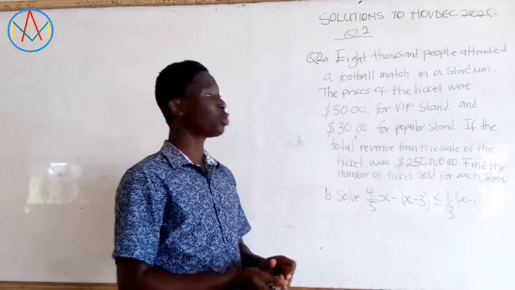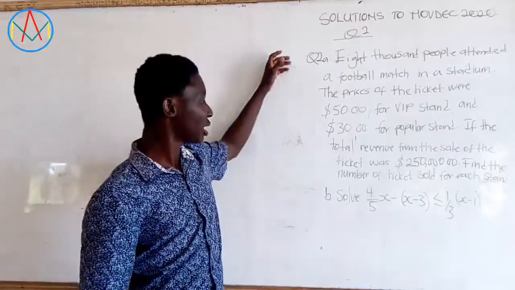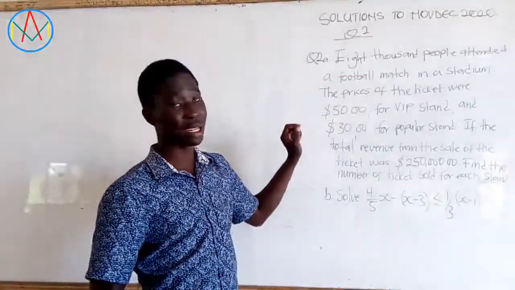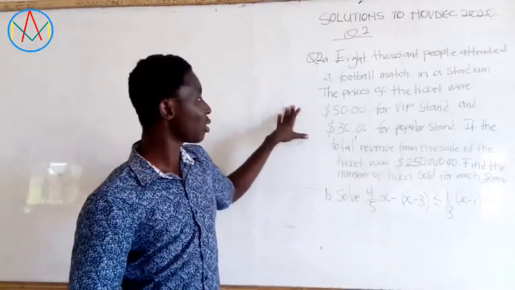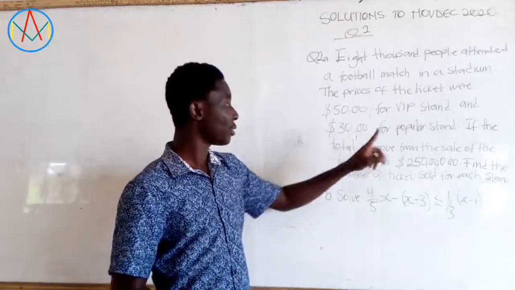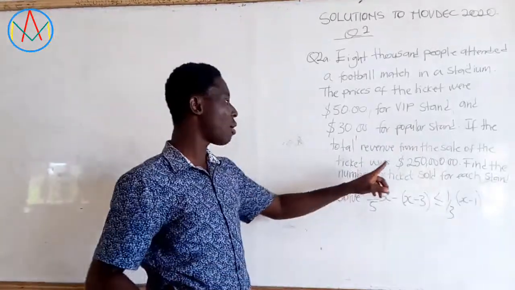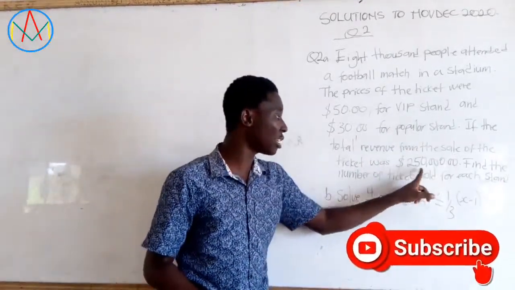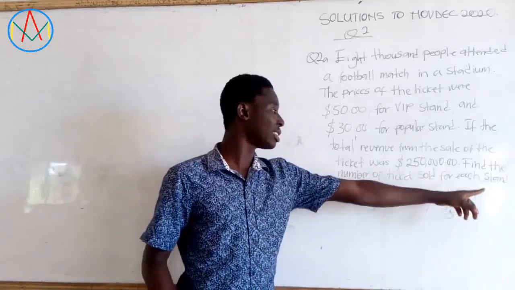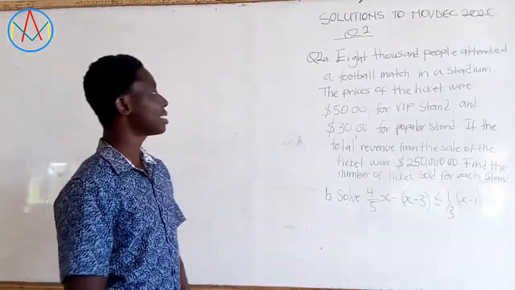So in this video, I'm going to take you through solutions to NovDec 2020 question number 2. So let's read the question. Question number 2A. 8,000 people attended a football match in the stadium. The prices of the tickets were $50 for VIP stand and $30 for popular stand. If the total revenue from the sale of the ticket was $250,000, find the number of tickets sold for each stand. And then you have to solve for this equation. Now let's start.